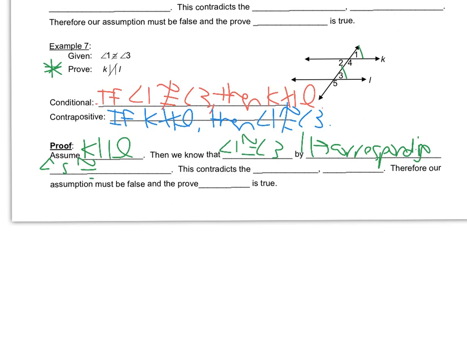But this contradicts the given that angle 1 is not congruent to angle 3. Therefore, our assumption is false and our proof that K is not parallel to L is true. Again, notice how writing the contrapositive helps us to write an indirect proof.